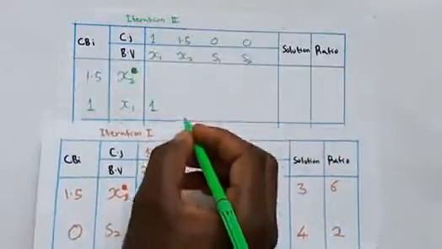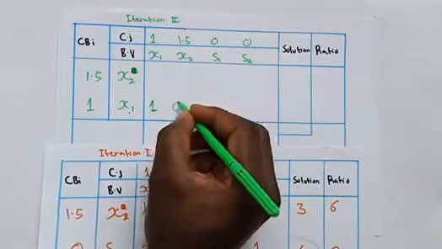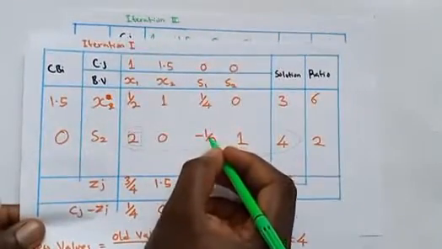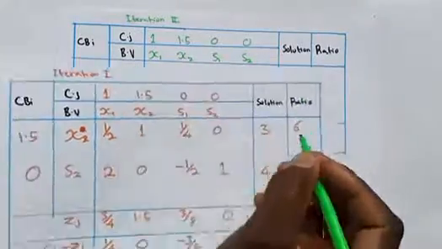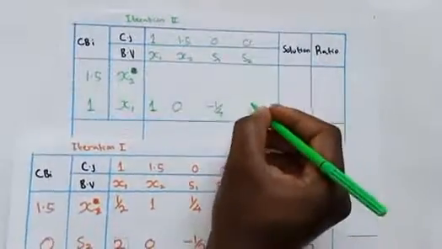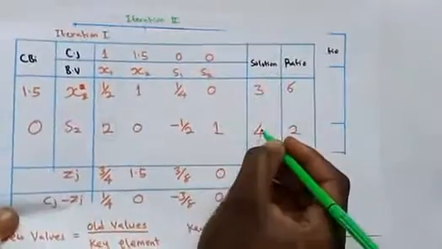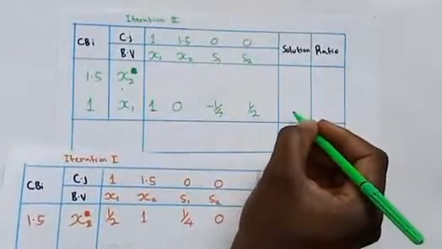0 divided by 2 gives us what? 0. Minus 1 over 2 divided by 2 gives us what? Minus 1 over 4. 1 divided by 2 gives us what? 1 over 2. And 4 divided by 2 gives us what? 2.